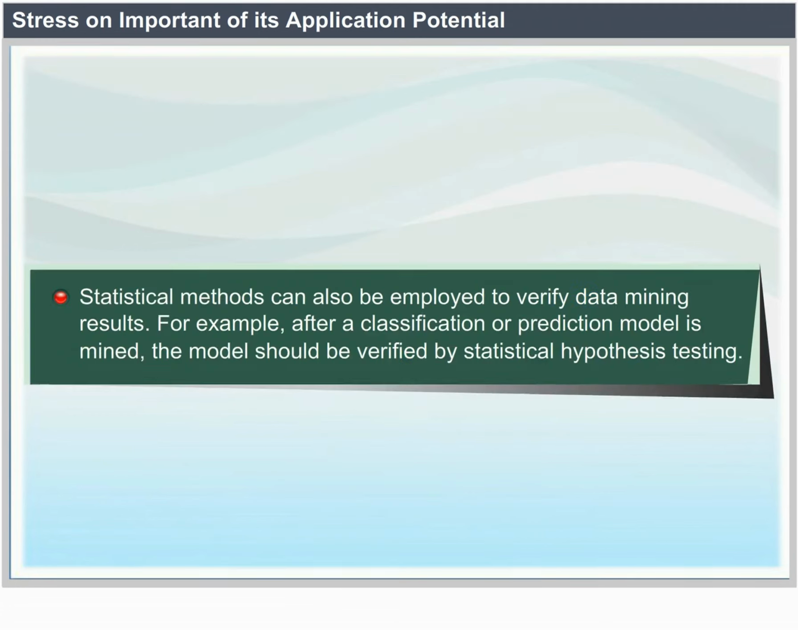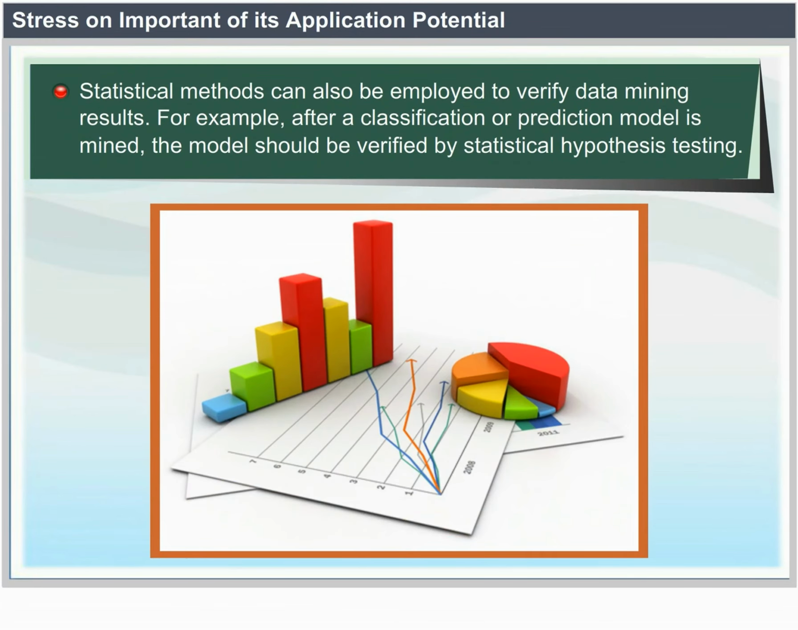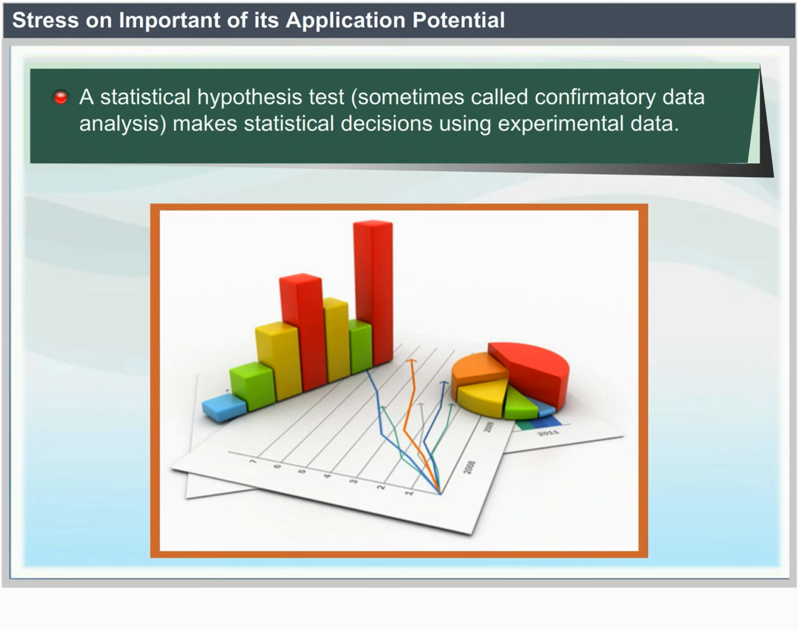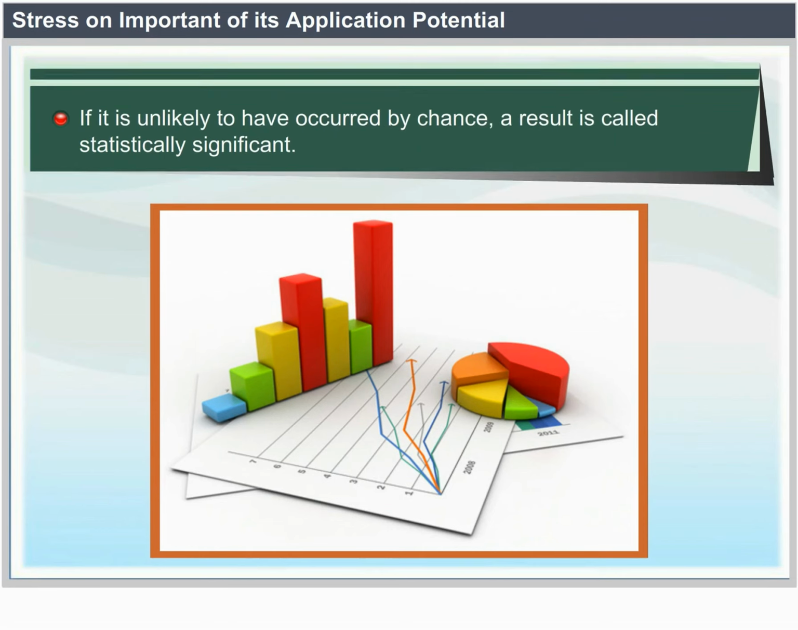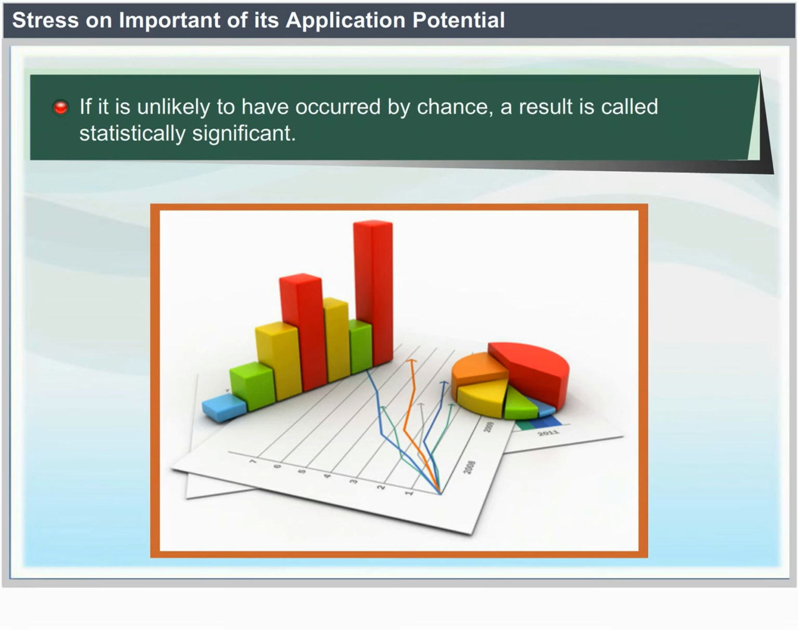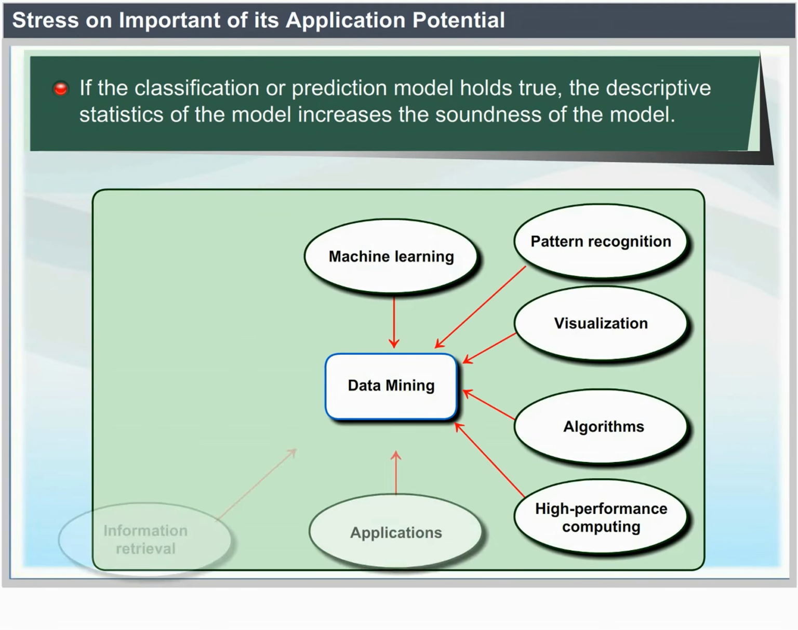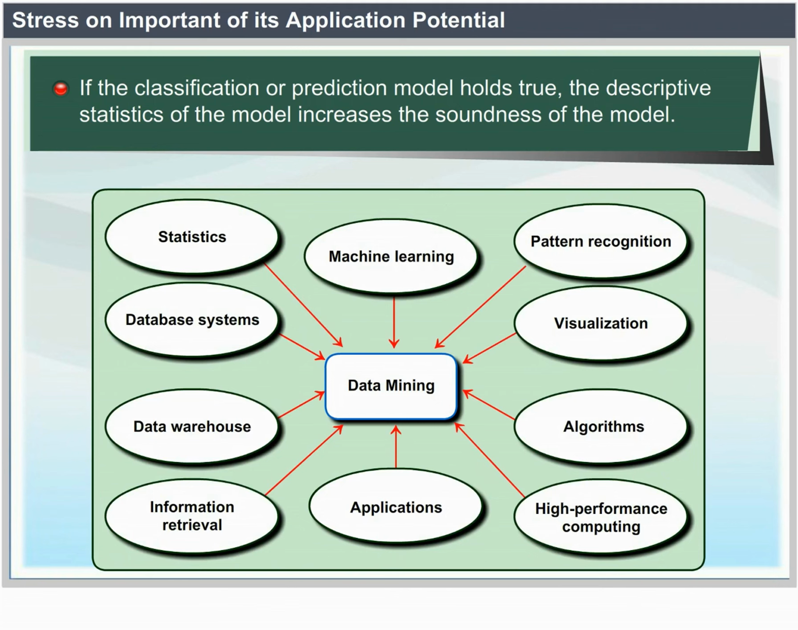Statistical methods can also be used to verify data mining results. For example, after a classification or prediction model is mined, the model should be verified by statistical hypothesis testing. A statistical hypothesis test, sometimes called confirmatory data analysis, makes statistical decisions using experimental data. A result is called statistically significant if it is unlikely to have occurred by chance. If the classification or prediction model holds true, then the descriptive statistics of the model increases the soundness of the model.